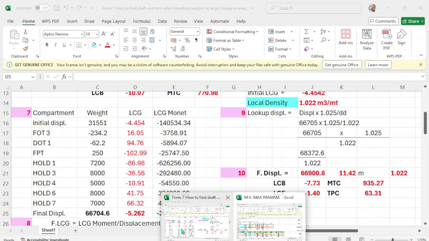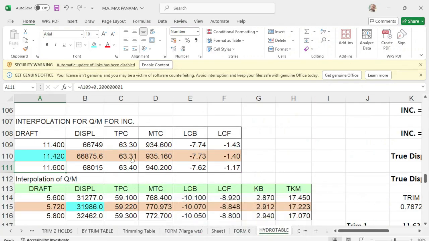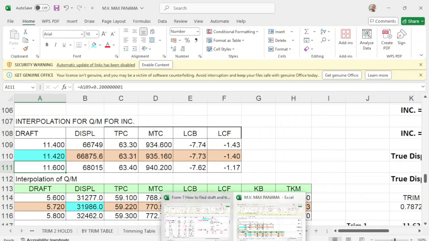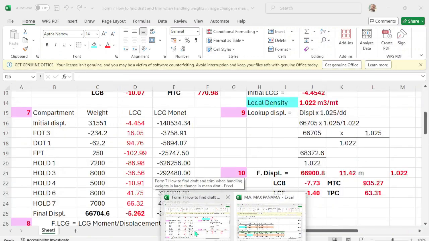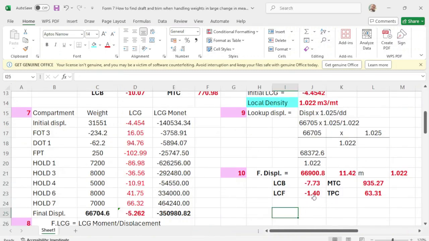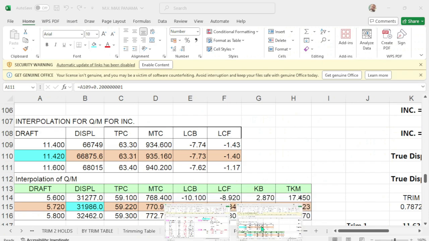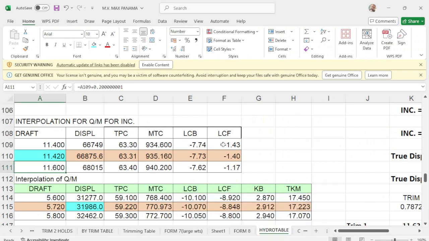The LCB is negative 7.73. LCB is negative 7.73. Okay, and your LCF is negative 140. LCF is negative 140.